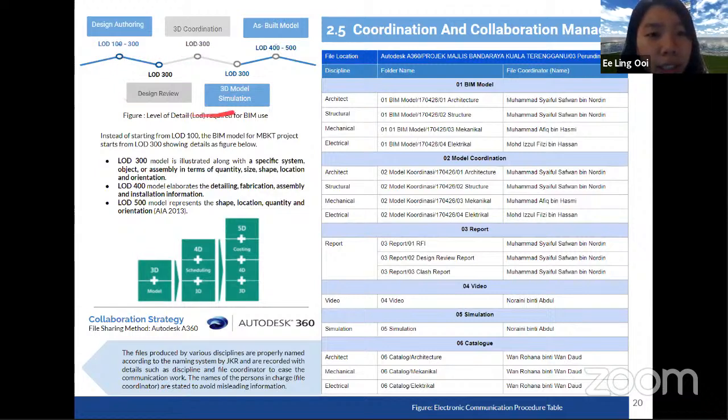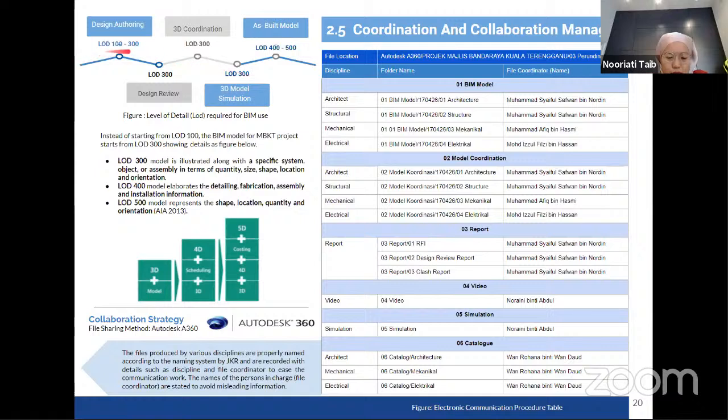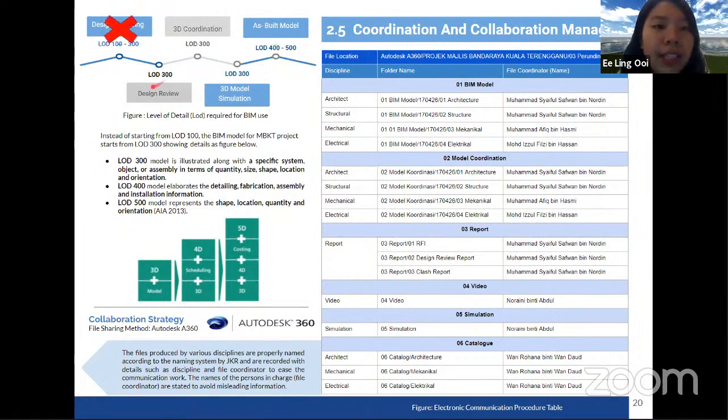And next we'll talk about this. This is the typical model of how BIM is carried out from scratch, from LOD 100. However, for our case, since our BIM was introduced during the construction phase, the starting model will be LOD 300 and the final one will be LOD 500. This is the diagram showing the difference between 300 and 500. On the right is the electronic communication procedure table that clearly states the file coordinator for each discipline. Again, this is to ease the communication process.